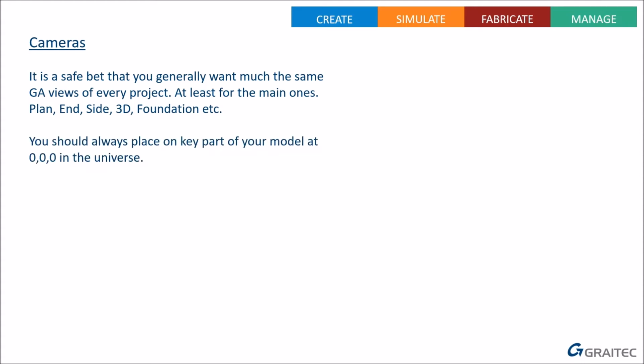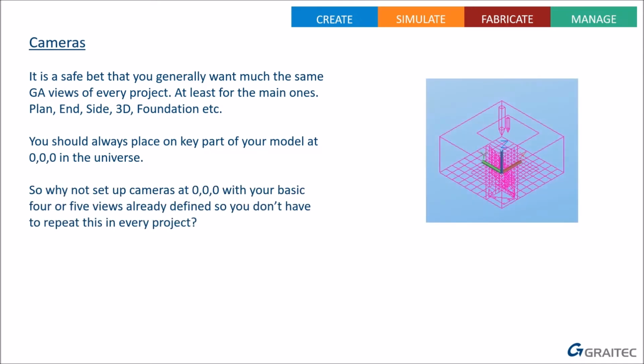It's good practice that you should always model something in your structure at 0, 0 in the universe. So you know your model is going to be near 0, 0, and you know you always want the same handful of views, even if you want lots more. So why not create a camera at 0, 0 for those standard views?